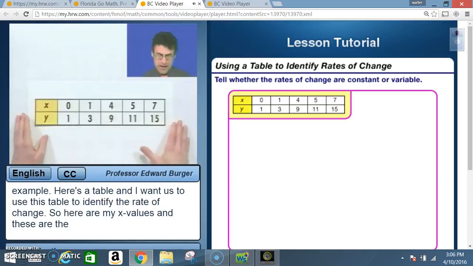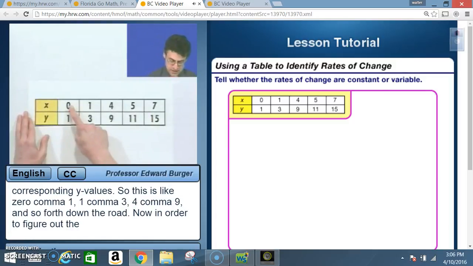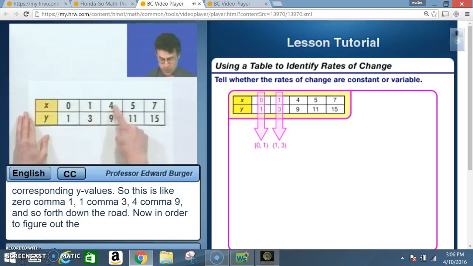Here's a table, and I want us to use this table to identify the rate of change. So here are my x values, and these are the corresponding y values. So this is like 0, 1, 1, 3, 4, 9, and so forth down the road.